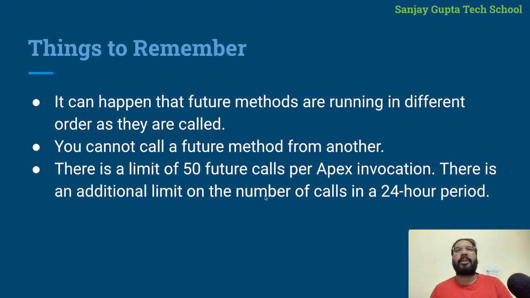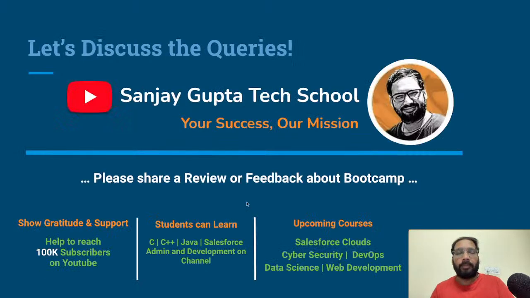Then it can happen that future methods run in a different order than they are called. If you have initiated more than one future method, they can run in any order, as their resources become available. You cannot call a future method from another future method, but you can call Queueable Apex from another Queueable Apex, so that is possible. And there is a limit of 50 future calls per Apex invocation. There is also an additional limit on the number of calls in a 24-hour period, right? So these are some points that you need to remember if you are working with future methods.